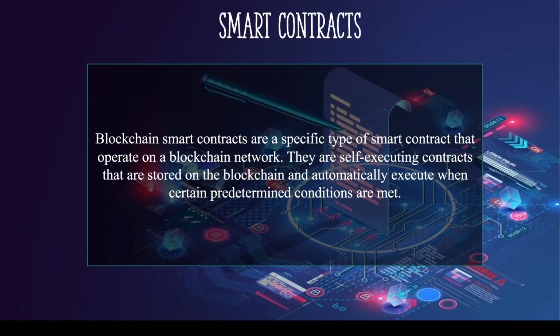Now let's talk about smart contracts. They were first implemented on the Ethereum network. In general, smart contracts are self-executing contracts with the terms of the agreement between buyer and seller being directly written into lines of code. On the blockchain, they are stored and automatically execute when certain predetermined conditions are met.